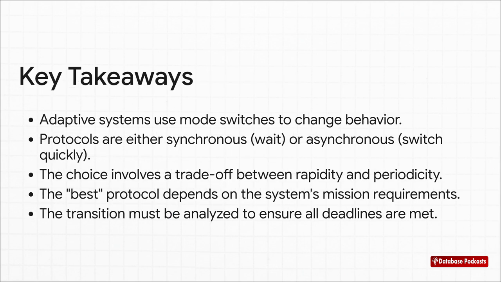So, let's wrap this all up. What have we learned? Adaptive systems use mode switches to change what they're doing. There are two main flavors: synchronous, which waits to be safe, and asynchronous, which goes for speed. The choice between them is always a trade-off between being fast and being predictable. That means the best protocol is different for every system, depending on its mission. And no matter which one you pick, you have to prove that the switch itself won't break the system's timing.